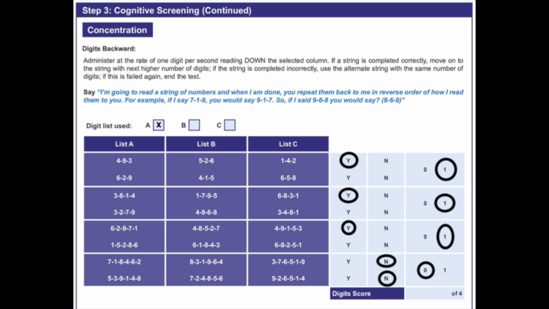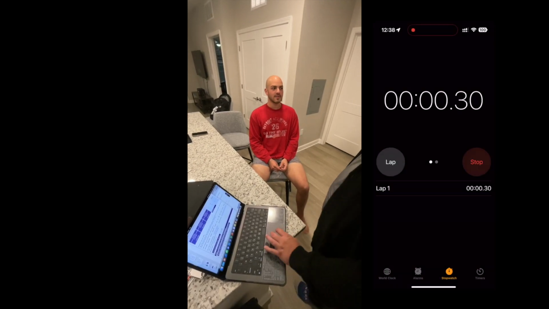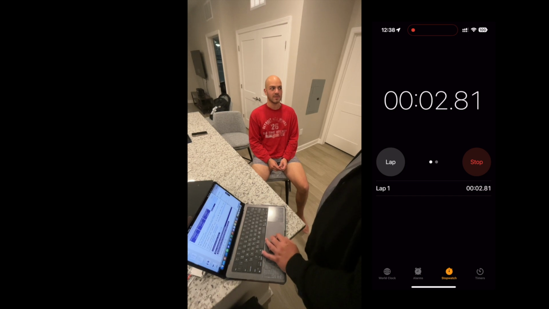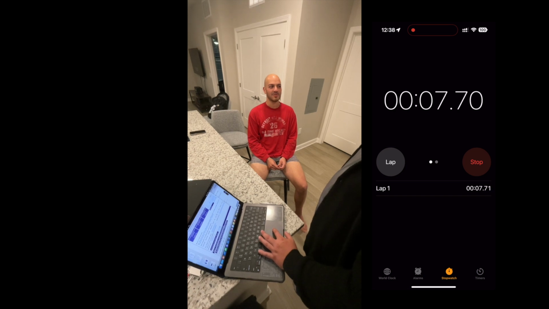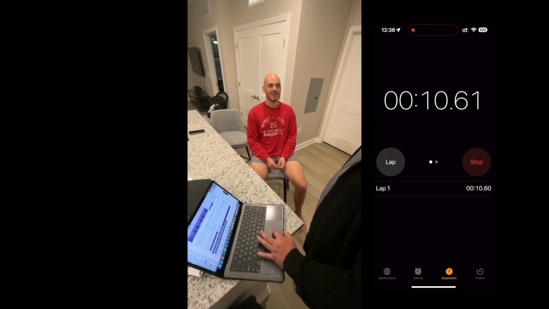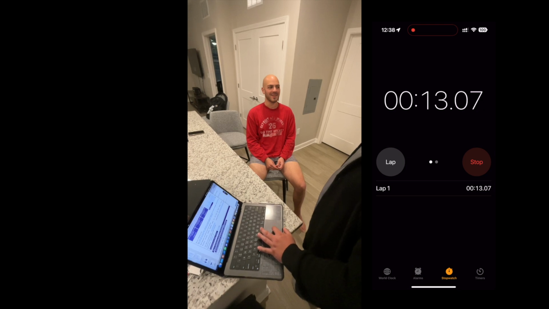Now you will add up all the correct strings of numbers that the athlete got correct and put it at the bottom next to the digit score out of 4. Now we're going to do the months in reverse order, okay? Now tell me the months of the year in reverse order as quickly and as accurately as possible. Start with the last month and go backwards. So you'll say December, November, go ahead. December, November, October, September, August, July, June, March, April, May, February, January.